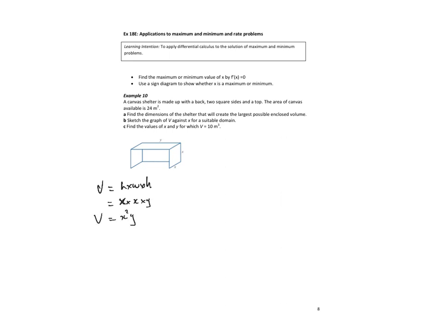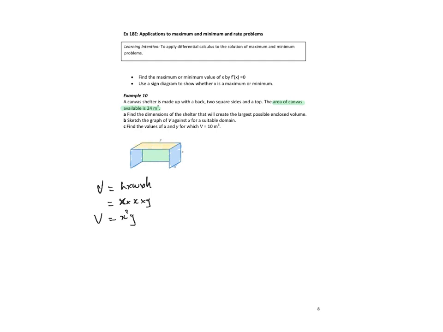Now the problem we've got there is that we've got 2 variables still. So we need to find some relationship between x and y. So what information haven't we used yet? We haven't made use of the 24 meter squared area of canvas that's available. So I've got sort of 3 different shapes here, haven't I? 3 different side lengths.